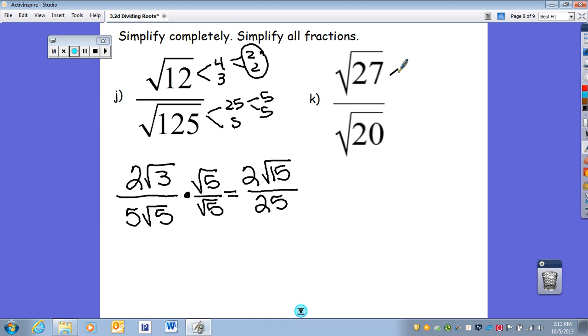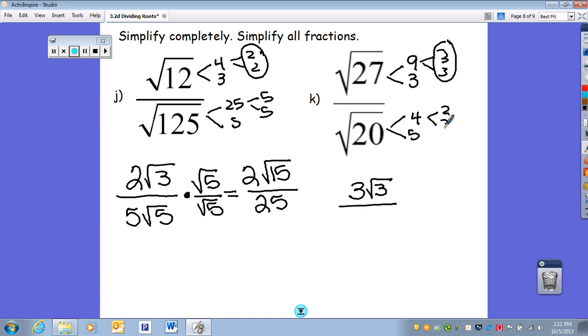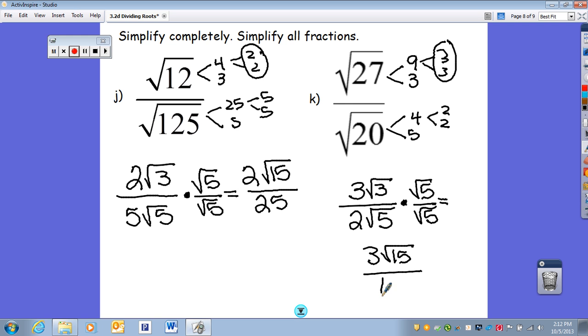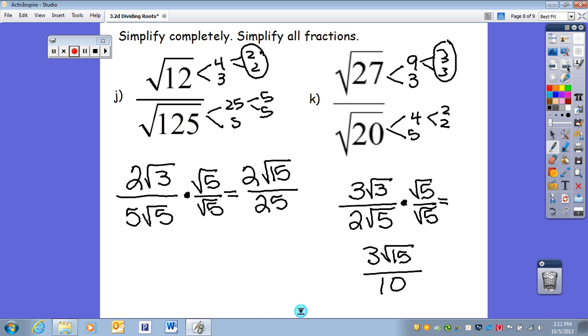Taking a look at our next example, we can simplify by using a factor tree, 9 times 3 and 3 times 3. So one of the pairs of 3's can come out, so we have 3 square root of 3. And a factor tree for 20, we have 4 times 5 and 2 times 2. So the 2 can come out and the 5 stays underneath. So to simplify, we're going to multiply both the top and the bottom by the square root of 5. So we get 3 square roots of 15 over 2 times 5, which is 10. And again, the 15 and the 10 are not alike, so they can't be simplified.